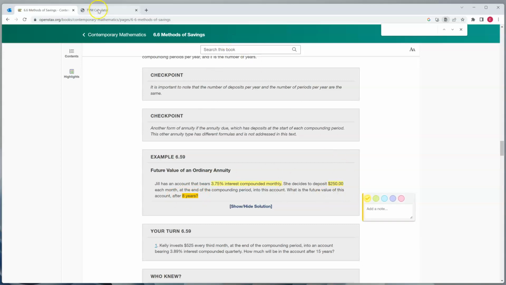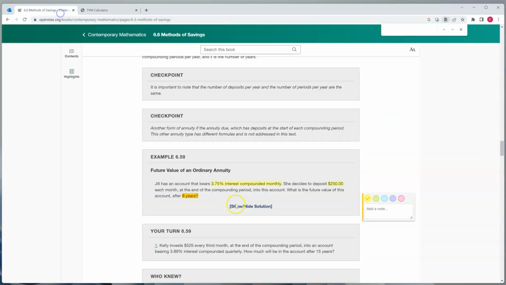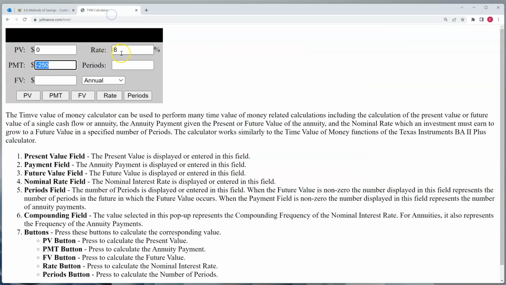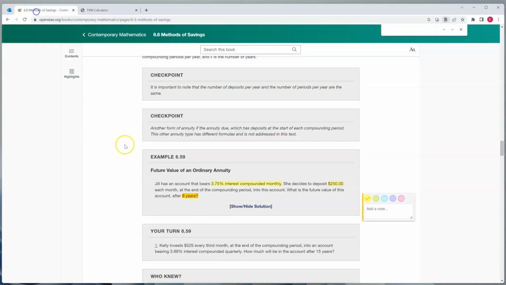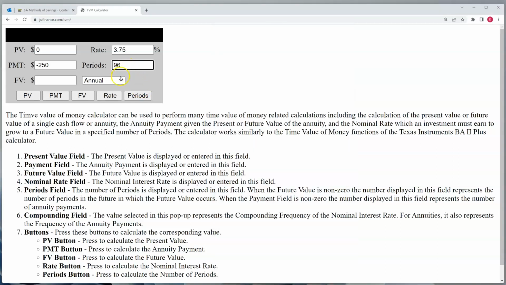So let's assume that Jill has put nothing into the account. So let's start from scratch. Let's say that the present value of the account's 0. She's taking from her available money, so we're going to make it negative, $250 a month. And the rate is 3.75. It's 8 years compounded monthly. So let's grab the calculator, 8 years compounded monthly. So we're looking at 96 periods compounded monthly. So how much would she have in the future making these payments?